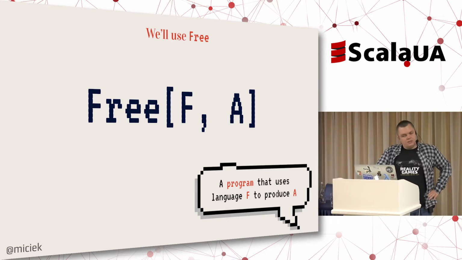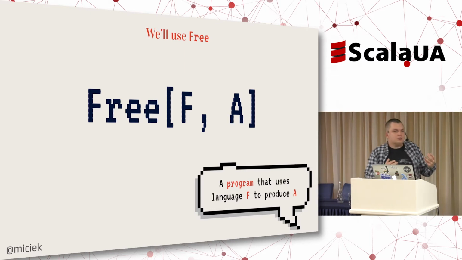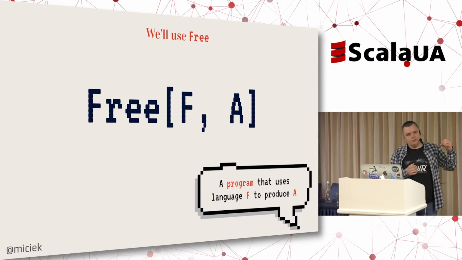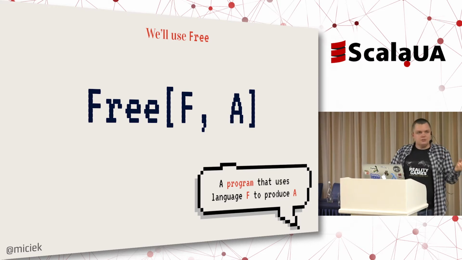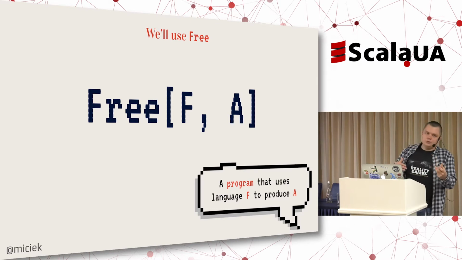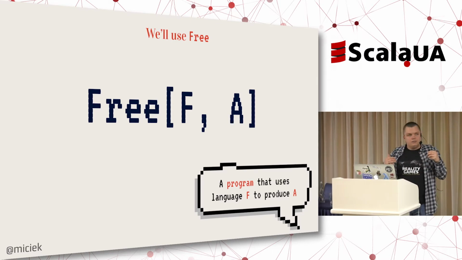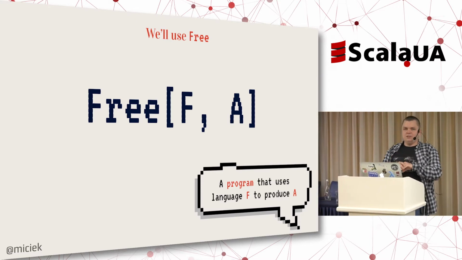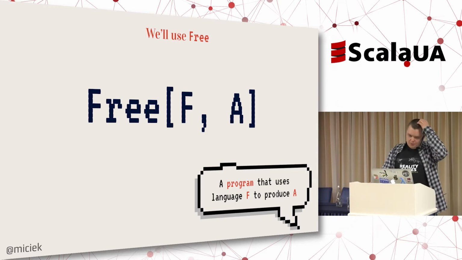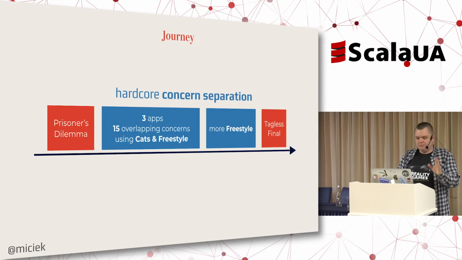Free monad is a type that we can use. So whenever you see a function that returns a Free of F and A, that means this function returns a description of a program that uses operations of type F, for example, a sealed trait with some kind of operations. And when this program description is eventually run in the future, it will return a value of type A. So Free is just a description of a program, not a real program. So just the value that describes that.